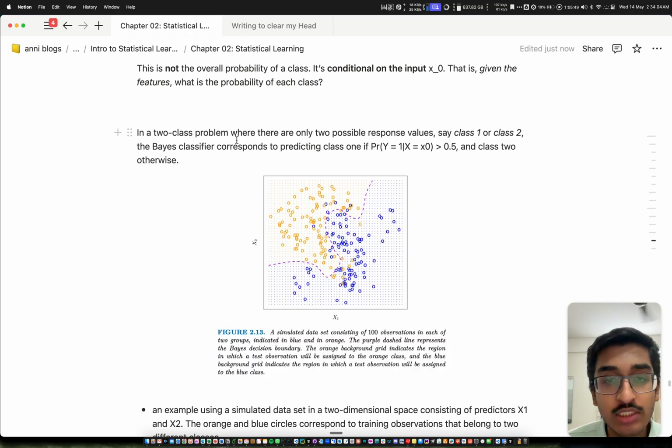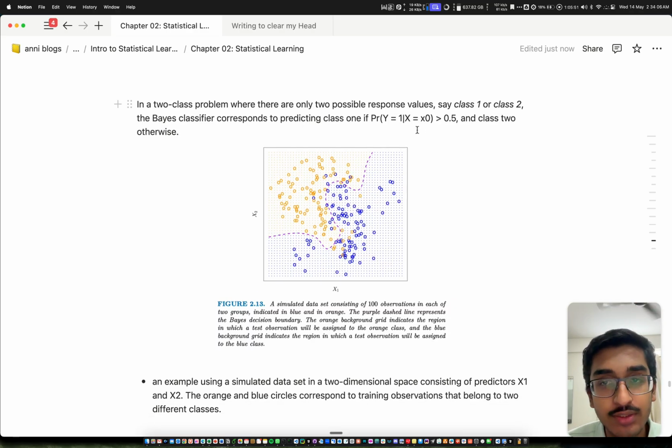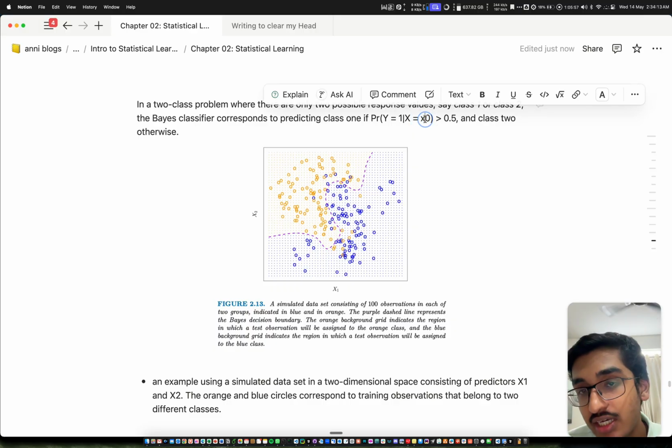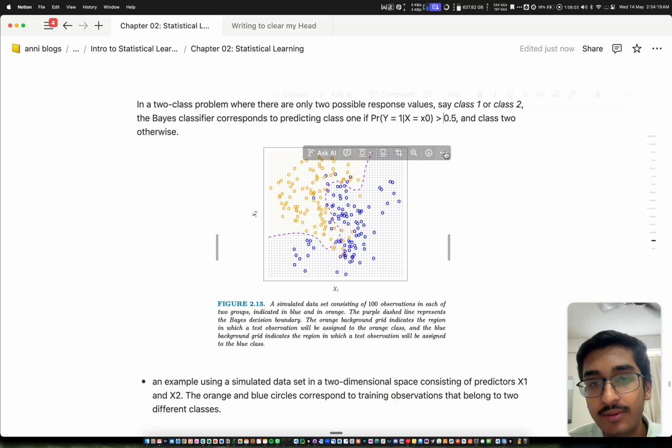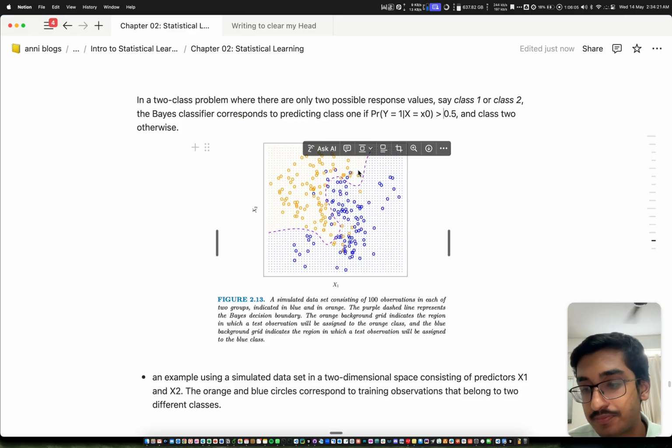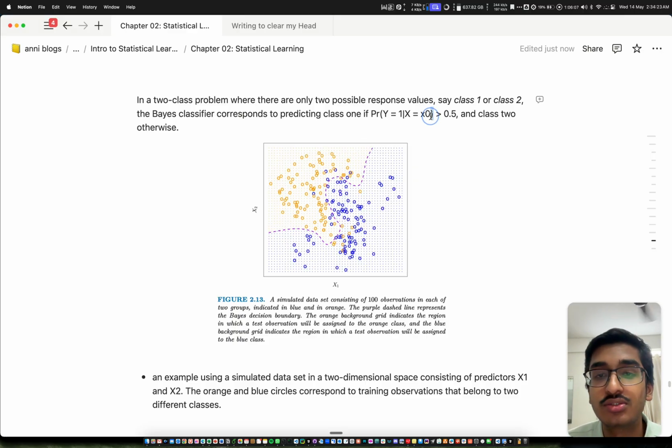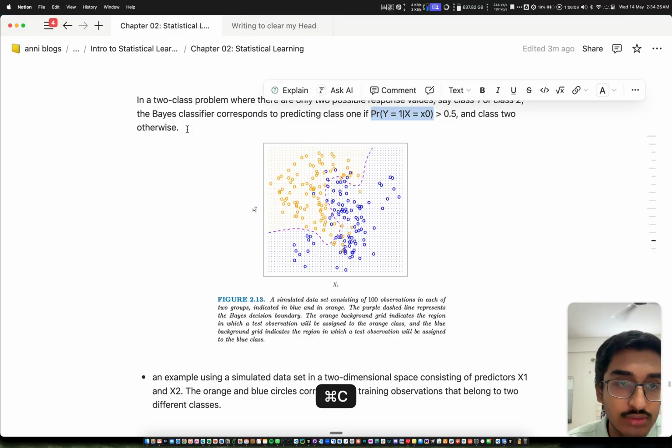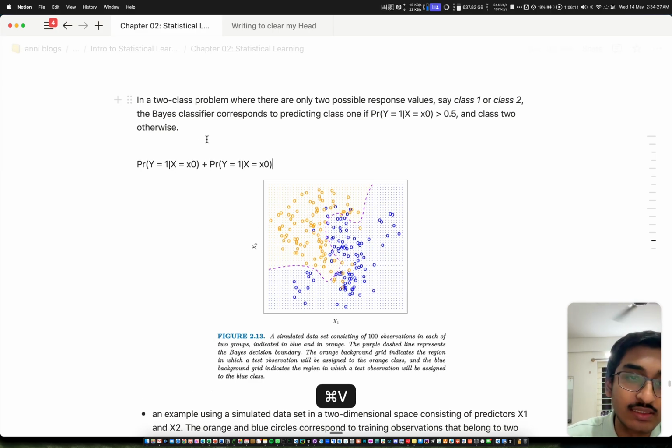So let's say it's a 2-class problem with 2 possible responses, 1 and 2. The Bayes classifier corresponds to predicting class 1 if, given x naught, the probability of it being class 1 is more than 0.5, or else it will predict class 2, because the probabilities have to sum to 1. So realize that this plus this has to be 1.